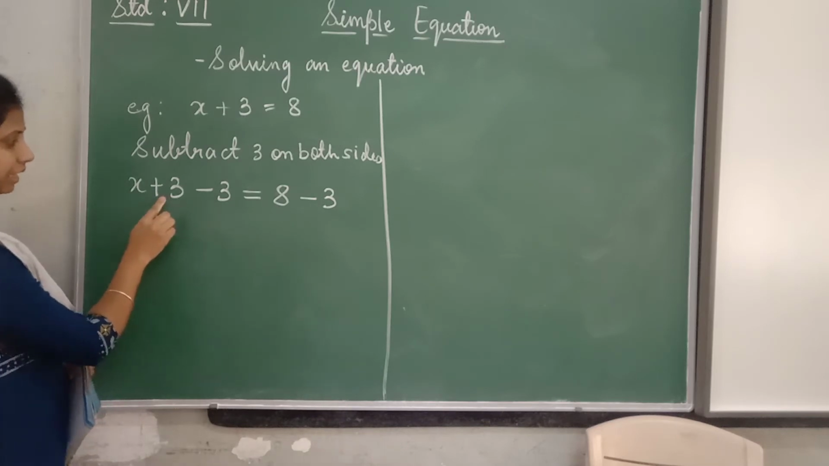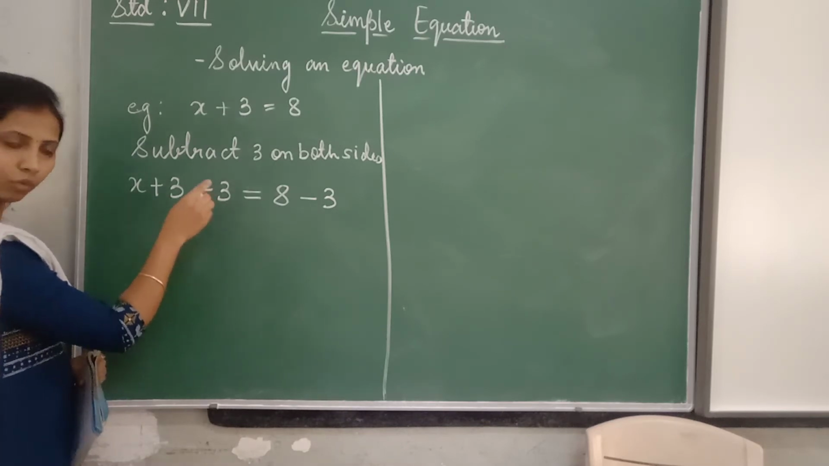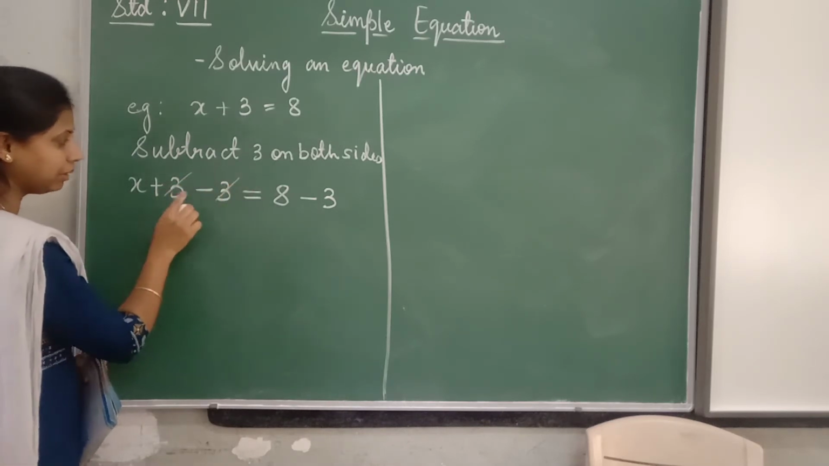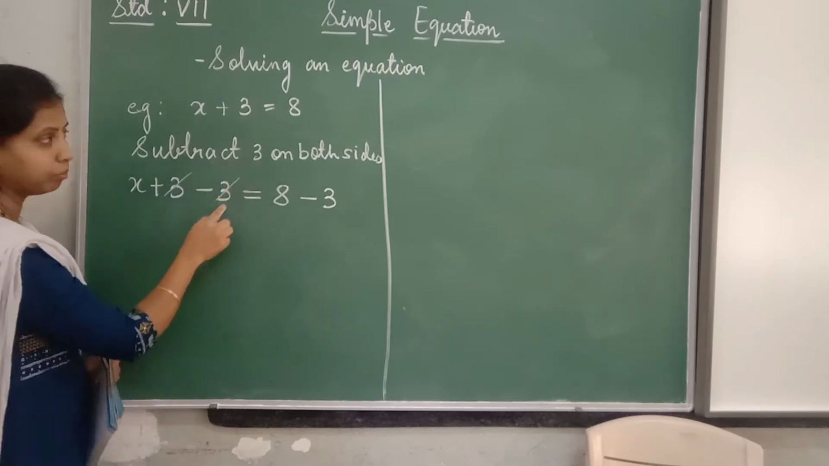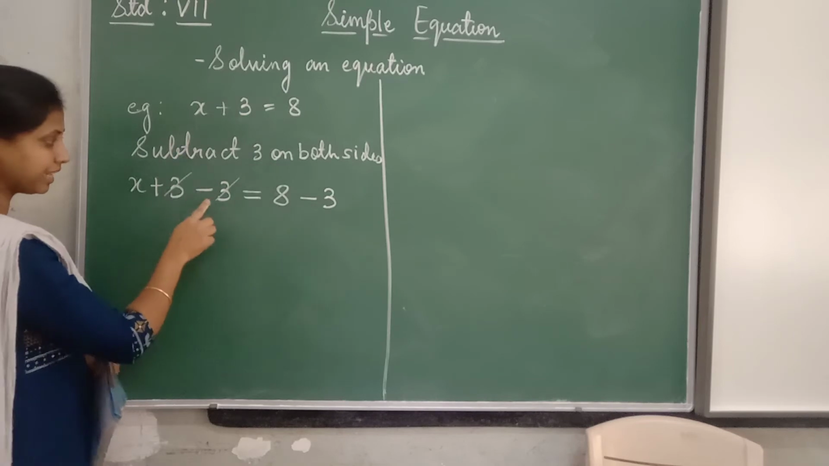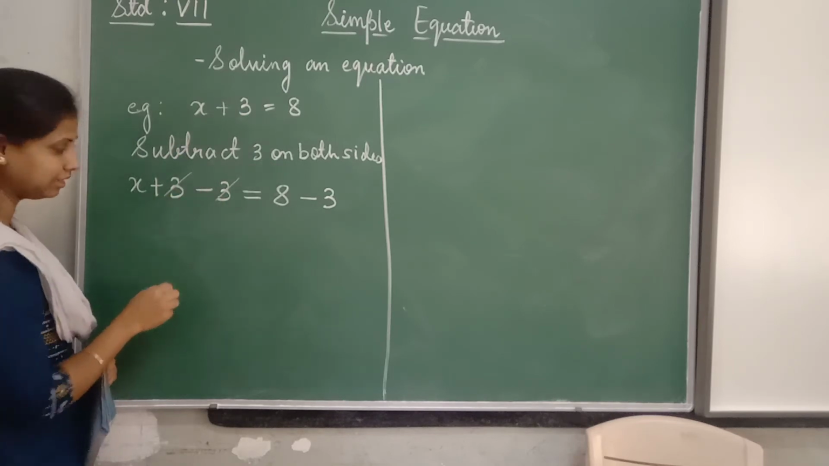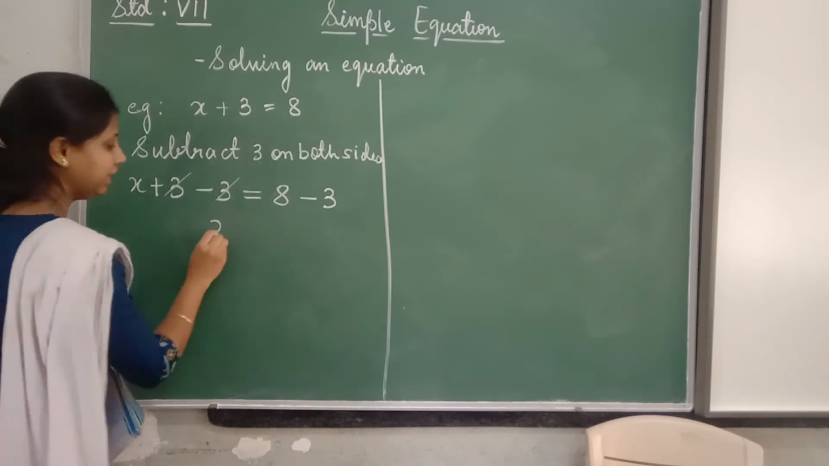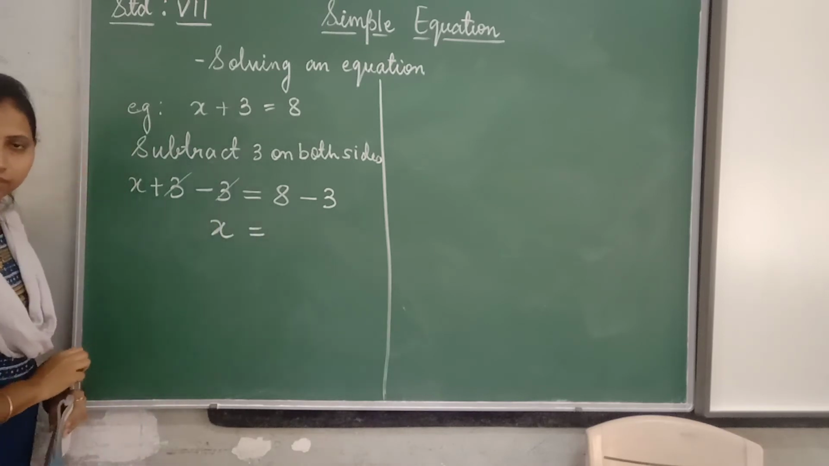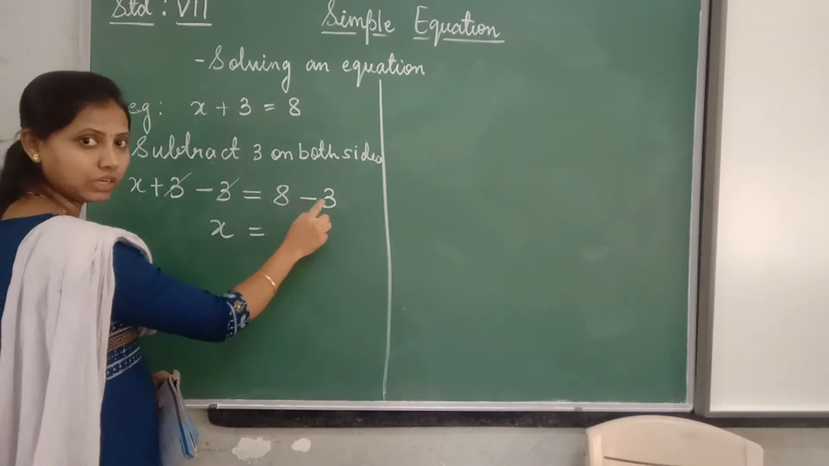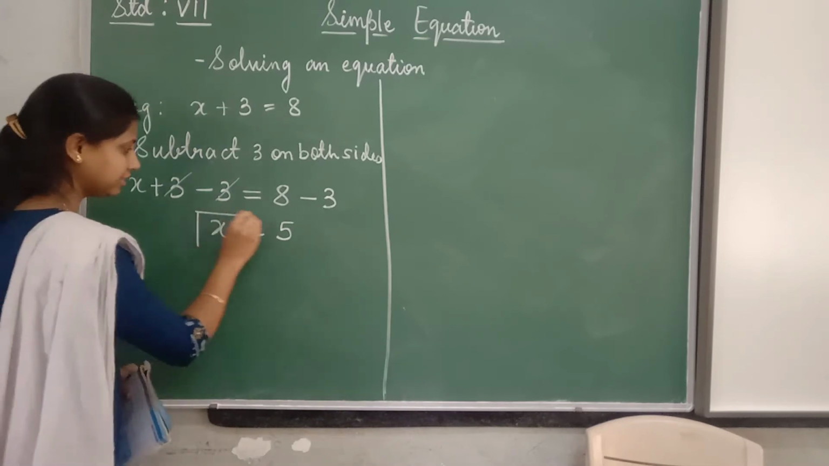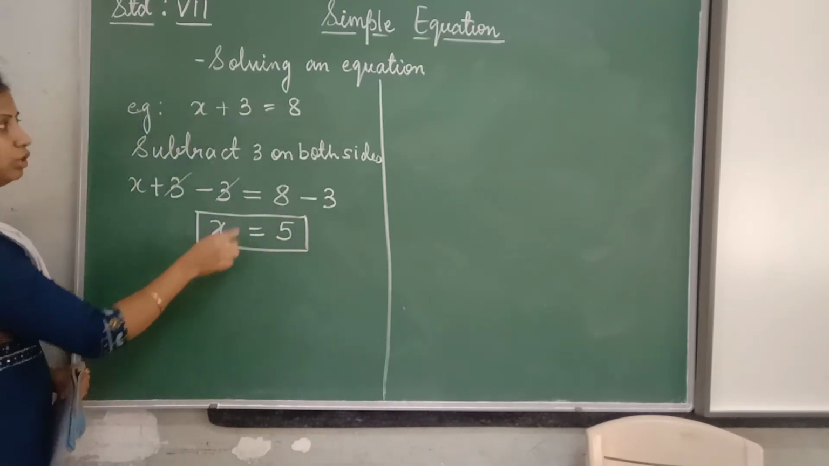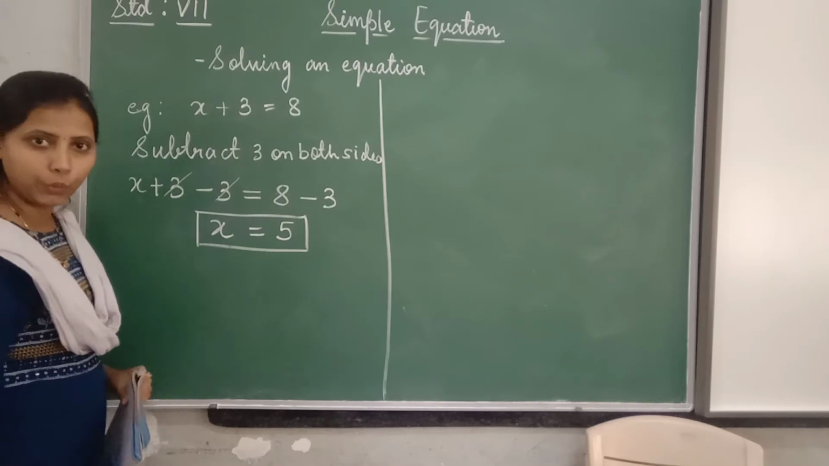So now you can see plus 3 and minus 3 will get cancelled, or you know 3 minus 3 is 0. Understood? So I have subtracted 3 because here was plus 3. If minus 3 is there, both will get cancelled. And what will remain? Only x will remain in the LHS. And what is 8 minus 3, children? 8 minus 3 is 5. So x is equals to 5 is the solution of this particular equation.